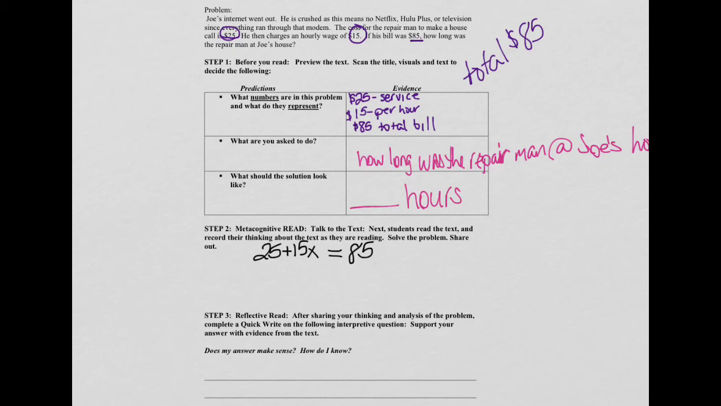Now I can solve. I can draw my line here. I can circle what I'm solving for, and I can get rid of the 25. I'm going to go ahead and let you guys solve. Hit pause.